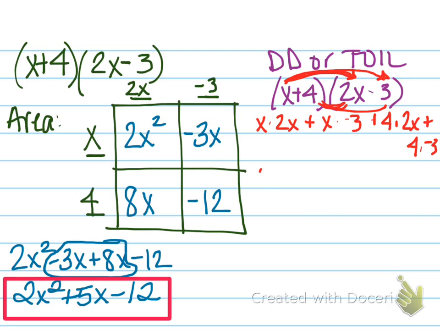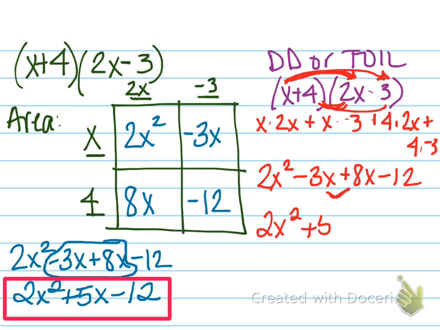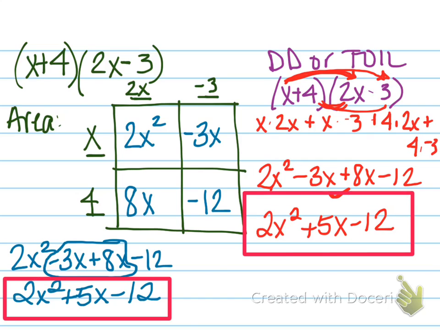Okay, so x times 2x is 2x squared, x times negative 3 is negative 3x, 4 times 2x is positive 8x, and 4 times negative 3 is negative 12. Combining our like terms in the middle gives 2x squared plus 5x minus 12. And there is our solution using either the double distributive property or FOIL. And as you can see, these guys match.